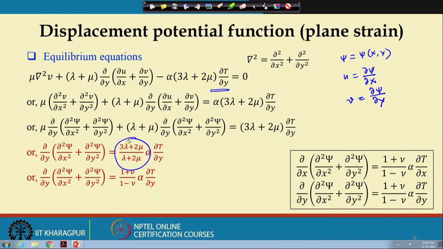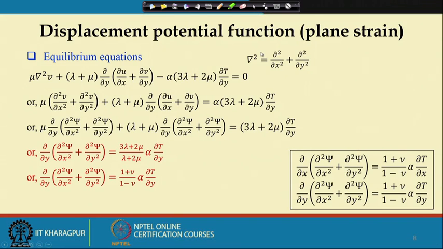If you write it in terms of E and nu, the Lame constants we know in terms of E and nu, so this quantity can be achieved. So, this is my final form, these two equations. In the previous slide we have seen this equation, and this slide is this equation. So, this is the displacement function form of this equation.